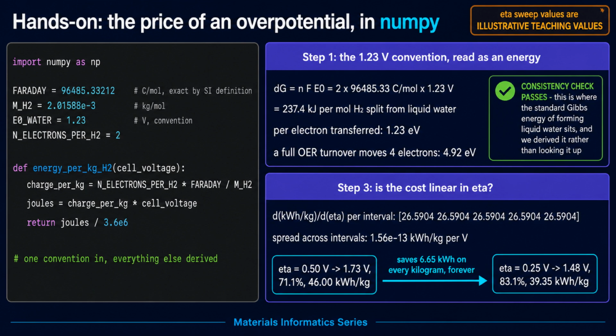Then the slopes. 5 intervals, identical to 4 decimal places, with a spread of 10 to the minus 13. Floating point noise, not physics. Cutting the illustrative overpotential from half a volt to a quarter saves 6.65 kilowatt-hours per kilogram.